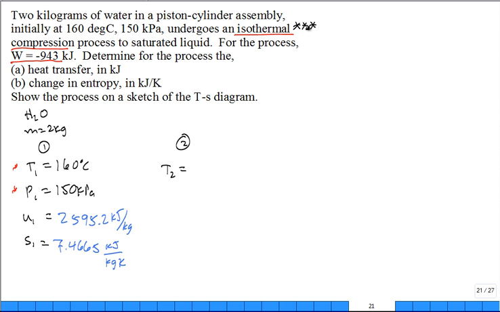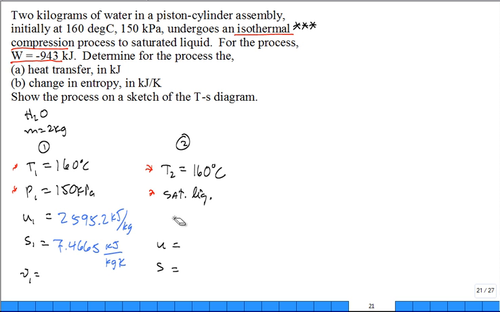Isothermal compression. So guess what it is? I deduce it's 160. All right. They also say it's saturated liquid. That piece of information and that piece of information pretty well allow me to get this piece of information, this piece of information, and this piece of information, if I need those. I could have gotten V1 as well.